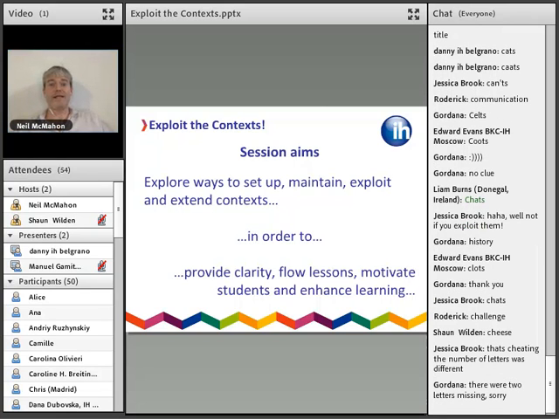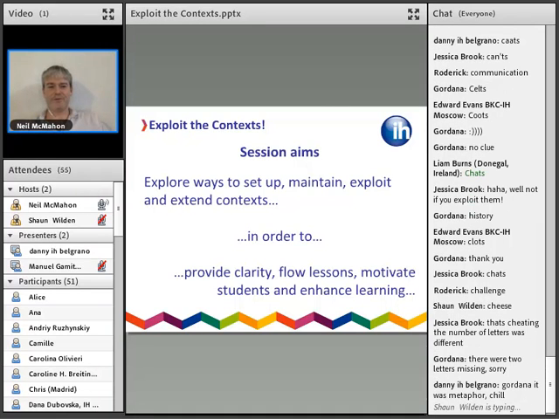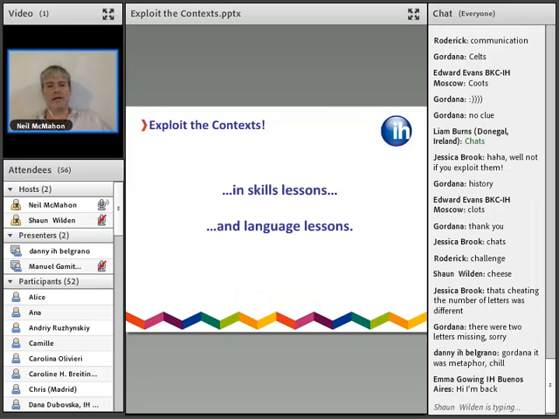So, are you ready? The answer is the context. You can all breathe a sigh of relief that I didn't come out with the other word you were thinking about. But I think everything in our teaching, and the students can only learn things in context. And so the aim of today's talk is basically to explore ways in which we can set up those contexts, maintain them throughout a lesson, exploiting them, of course, the whole time, and extending them as well, particularly when it comes to fluency, productive activities.